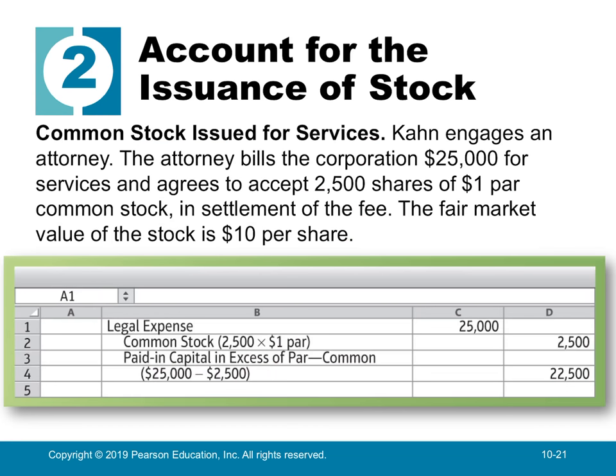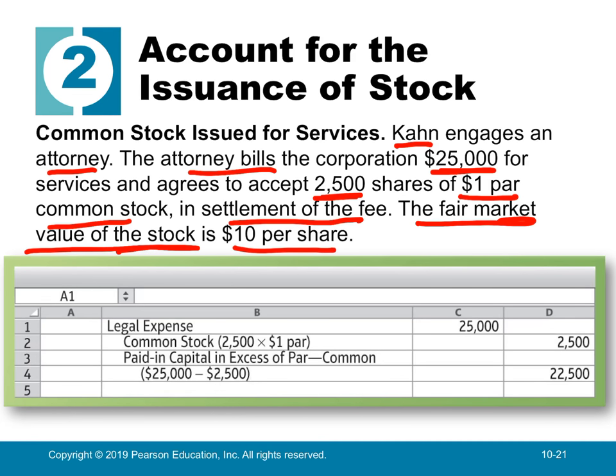The same exact concept works if you issue stock for services. So let's say that this company, Khan, engages an attorney. The attorney sends a bill for $25,000. Instead of giving the attorney $25,000 of cash, the company offers 2,500 shares, a dollar par value common stock, and that's the settlement of the fee. We look at the fair market value of the stock, which is $10 per share.